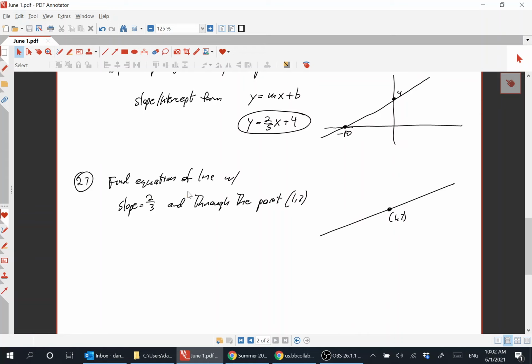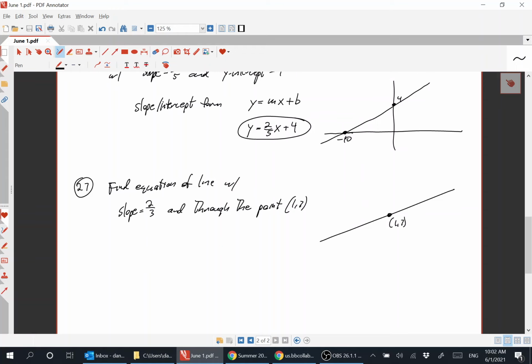All right, so find the equation of the line with this slope, going through that point. Well, in this case, instead of the slope-intercept form, you can use the point-slope form. The point-slope form of the line is y minus b equals m times (x minus a), where in this example (a, b) is the point (1, 7). That's the point that you're moving through.